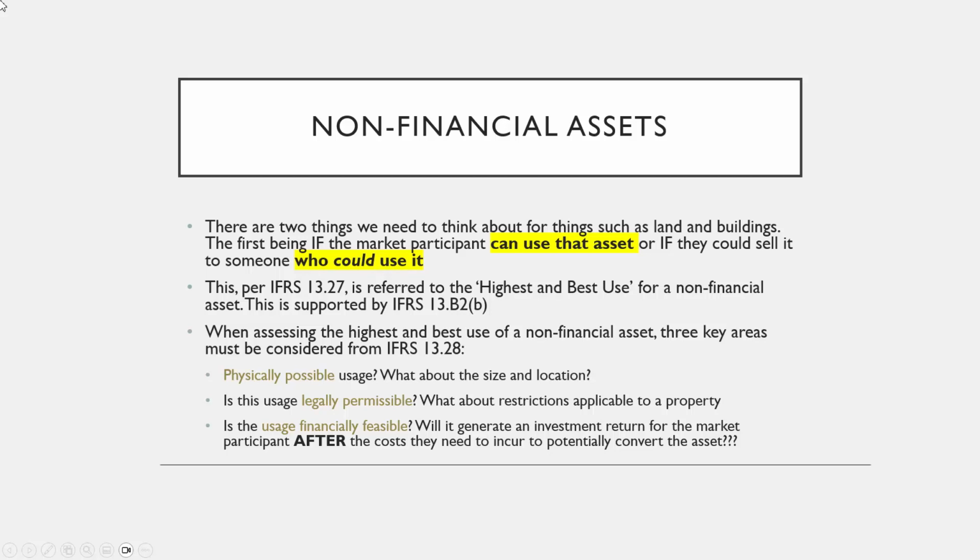Financial feasibility is about whether it will generate some form of investment return for that market participant after the costs they need to incur to convert that asset have effectively been incurred by them. So subtracting those kinds of costs, is it actually going to be an investment return? Is it financially feasible to purchase that asset? So this is what we're referring to when we speak about highest and best use.